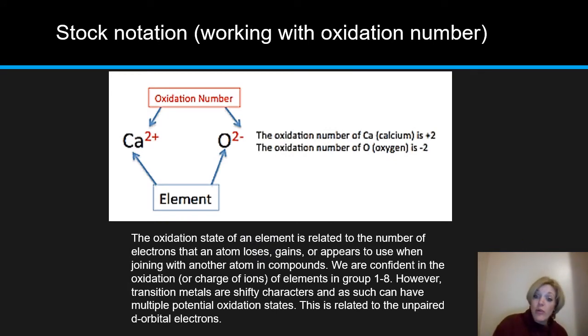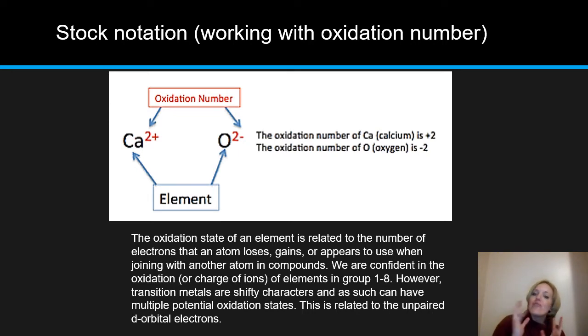To throw a spanner in the works, we are going to introduce you to a different type of notation. This is called stock notation. Here we use Roman numerals to indicate the charge of your cation, of your metal, specifically your transition metals. So this works with transition metals. Transition metals are very, very shifty characters. They tend to transition in oxidation as well as charge. Oxidation and charge are used interchangeably here, those two terms.